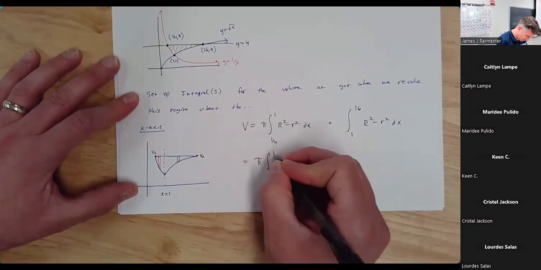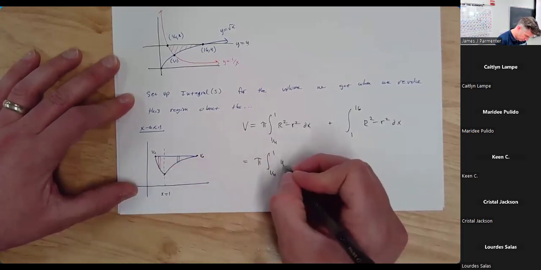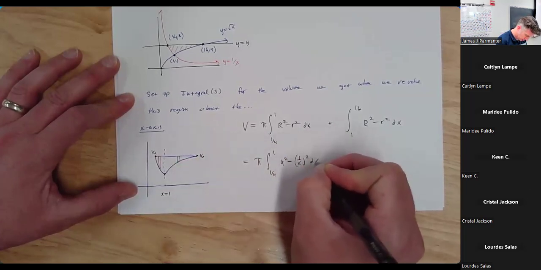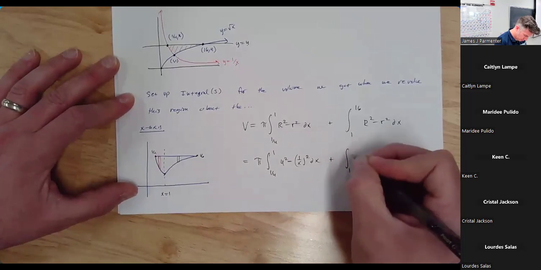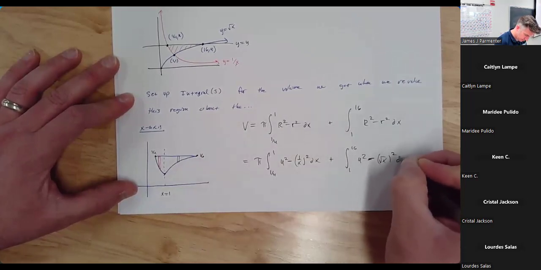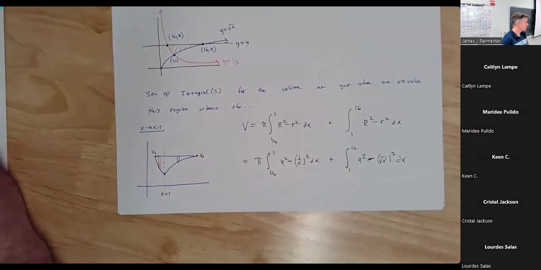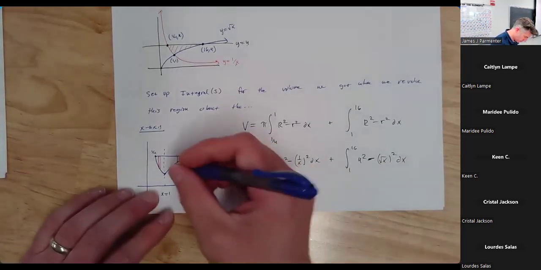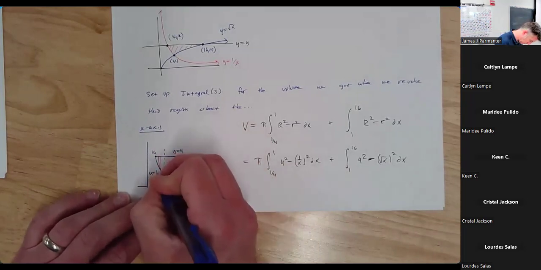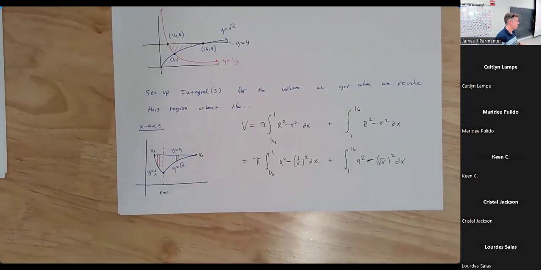So for this first one, the large radius is y equals 4. The small radius is y equals 1 over x. For this right one, the large radius is still y equals 4. The small radius is y equal to the square root of x. This is y equals 4, y equals root x, y equals 1 over x. But really, I'm just using the picture to help me see what's what.